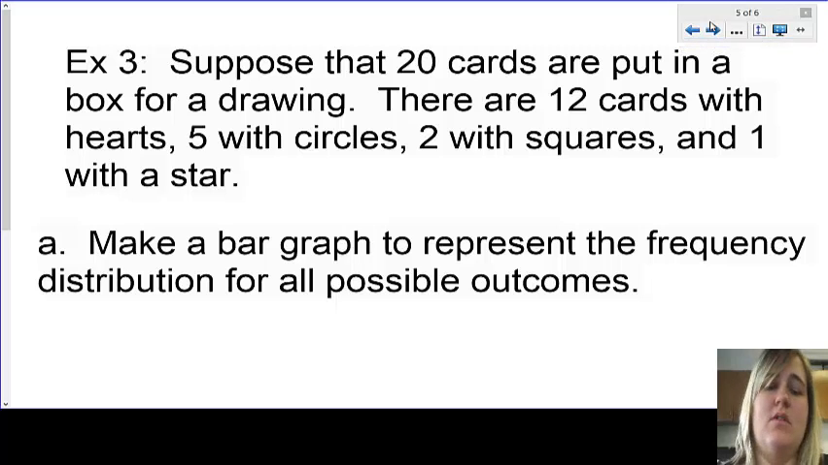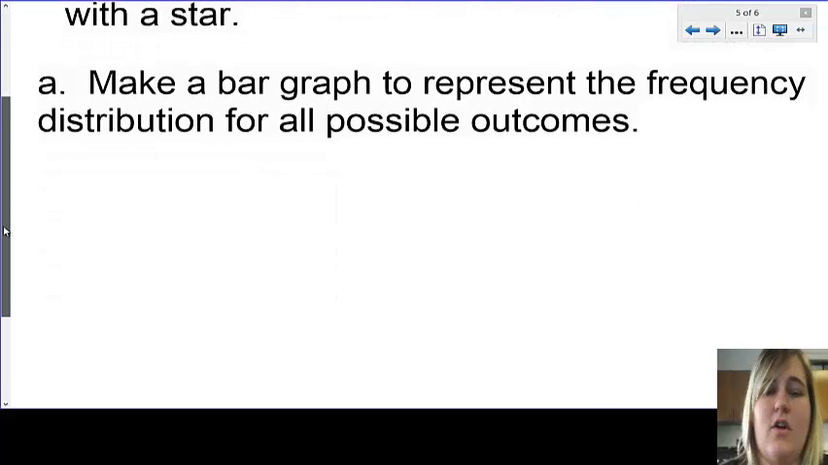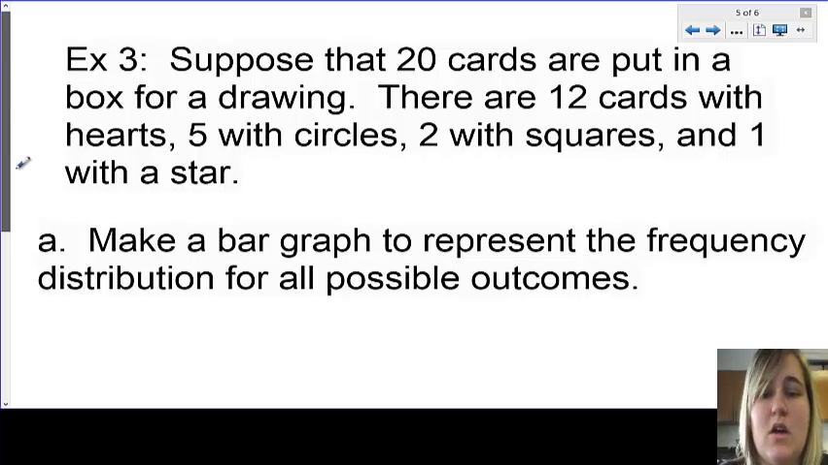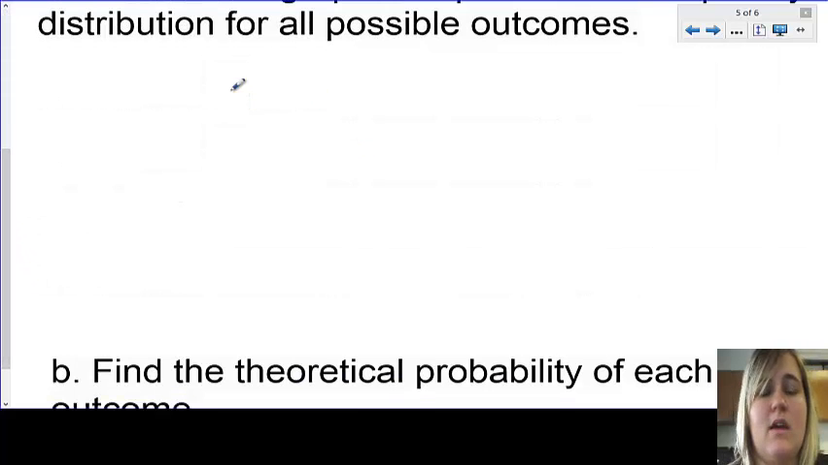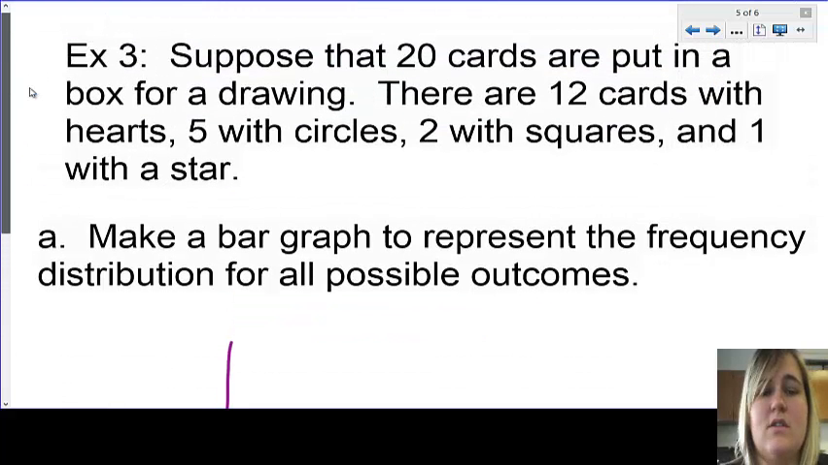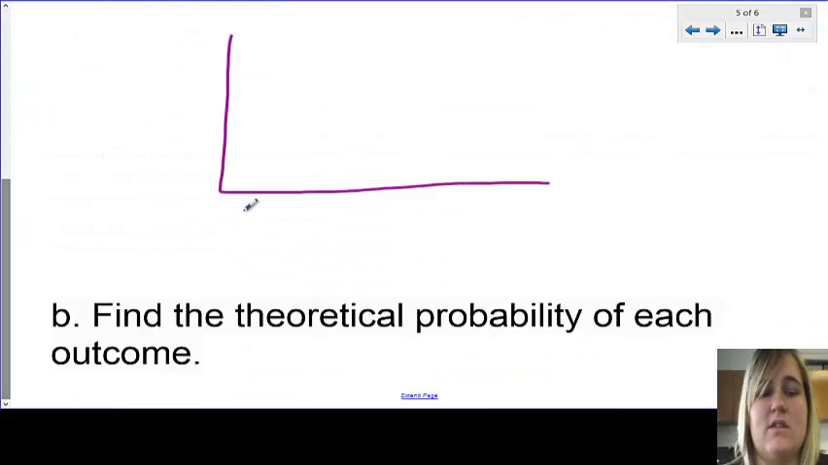For our last example, it says, suppose that 20 cards are put in a box for drawing. There are 12 cards with hearts, 5 with circles, 2 with squares, and 1 with a star. It says, make a bar graph to represent the frequency distribution of all possible outcomes. So there are 20 cards total. So I'm going to make my graph. And I know the first cards have hearts, then circles, then squares, and stars.